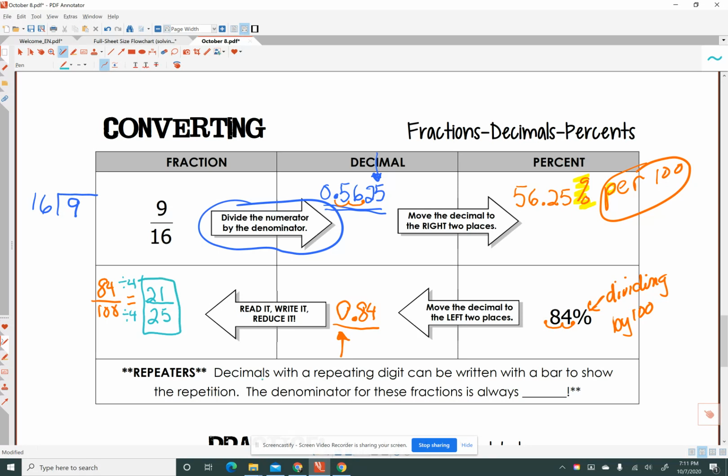Now, repeaters, decimals with a repeating digit, can always be written with a bar, and we'll see that in our further examples, to show the repetition. So the denominator for these types of fractions is always a 9.